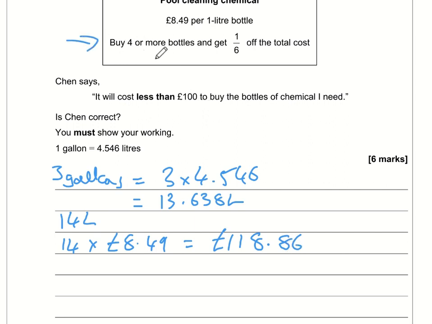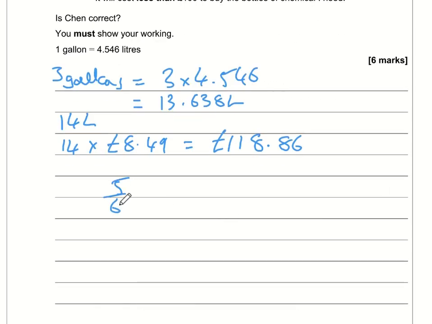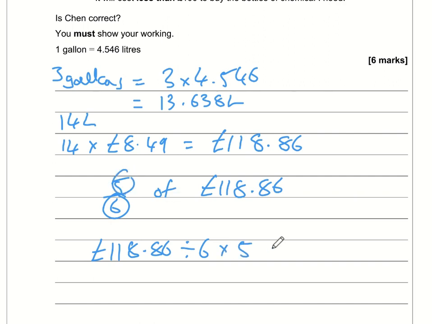So it's tempting to think at this stage, well, that costs more than 100, but we just need to check this offer here. We're buying more than 4 bottles, so we're going to get 1/6 off. So you could either work out 1/6 of this and subtract it, or if it's 1/6 off, that means you're paying 5/6. So what is 5/6 of 118? So here's our final calculation, 5/6 of £118.86. So here we're working out a fraction of an amount, so we take our total, we divide by the number on the bottom, and we multiply by the number on the top.